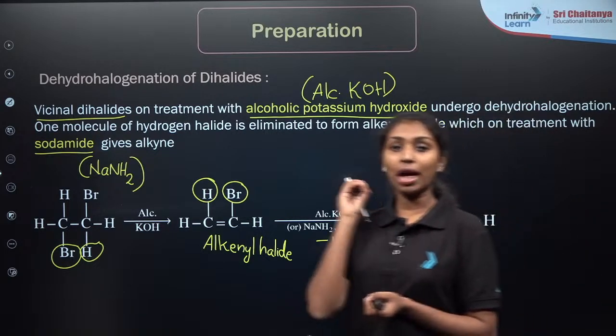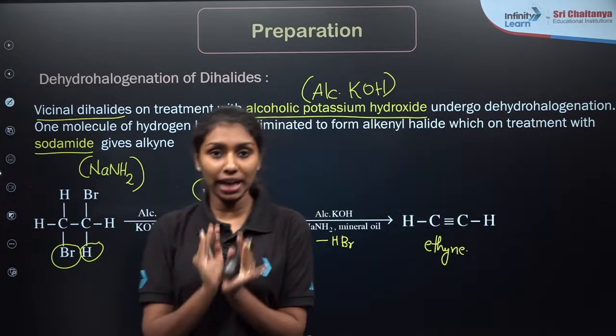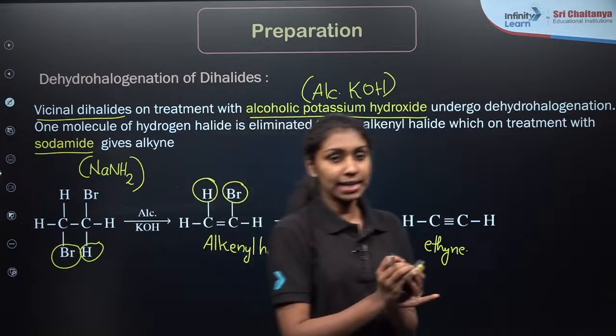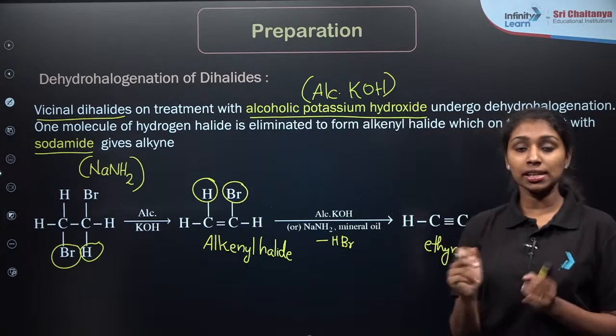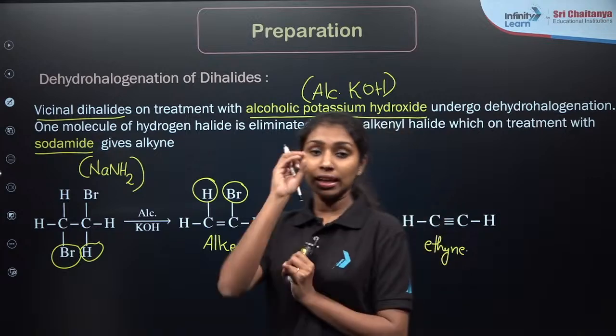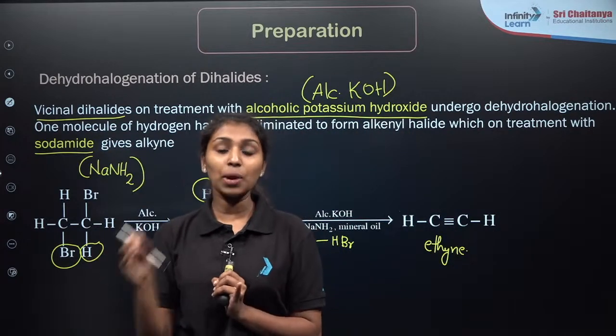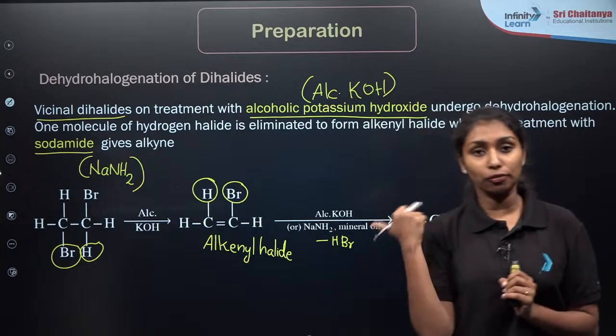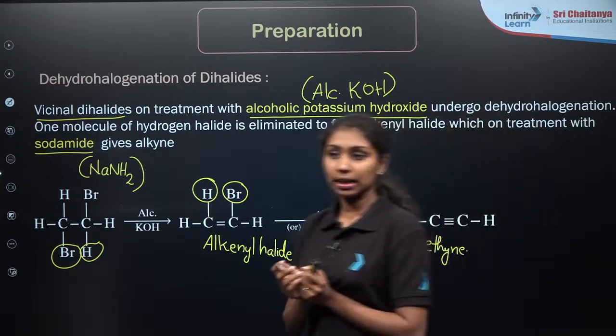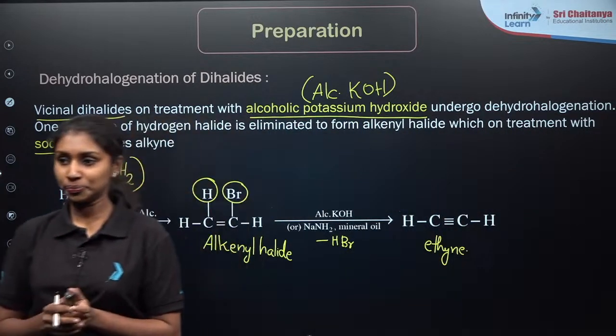The main point you have to keep in mind is that in the case of dehydrohalogenation of vicinal dihalides, the reagent which is used here is alcoholic KOH. After using alcoholic KOH, these vicinal dihalides will be converted into alkenyl halide. Then on treatment with NaNH2 or sodamide, it will form the alkyne. Clear? Fine.